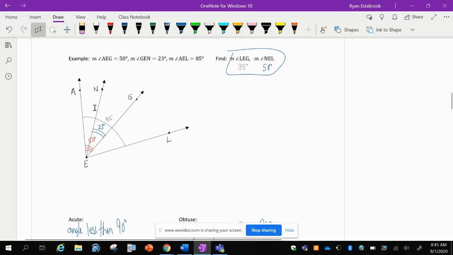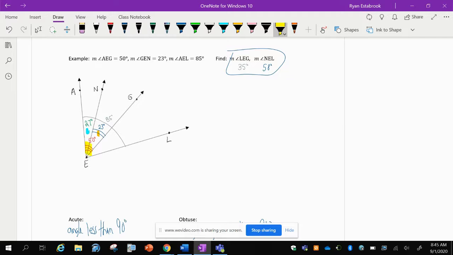So measure of angle AEG is 50 degrees. I have that label with my 3 little marks to mark that angle. GEN is 23 degrees, this one, and the entire angle is 85 degrees. I have that marked off with 1 arc in gray. Now I know that this blue angle plus this orange angle together make up that 50 degrees. This orange angle is already 23, so if 23 plus blue has to be equal to 50, it means that this little angle must be 27 degrees.